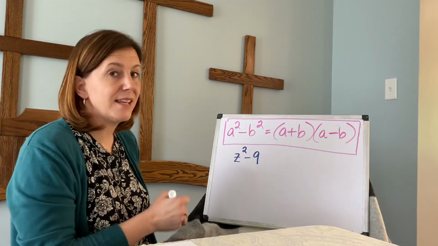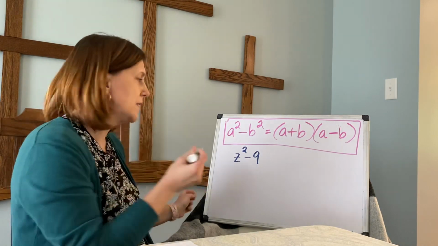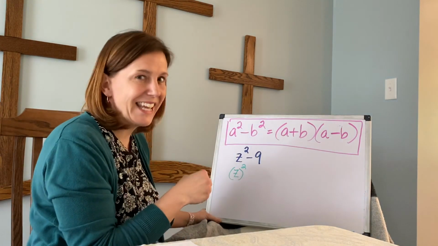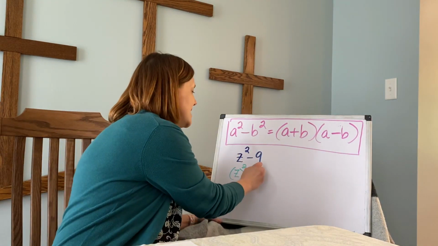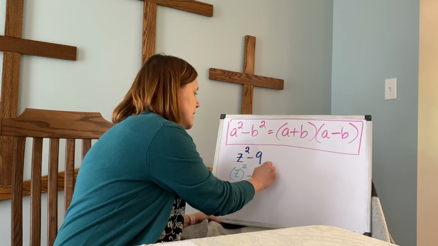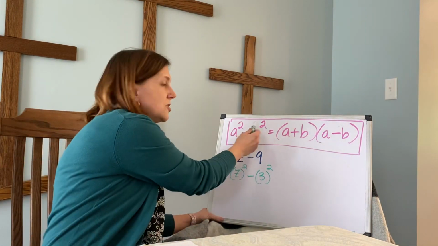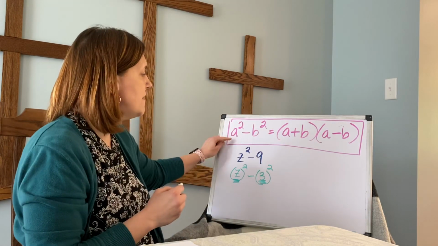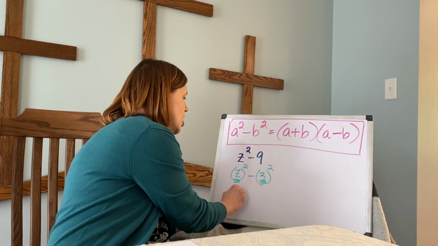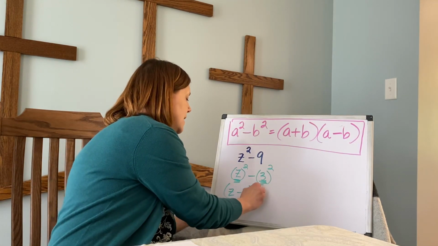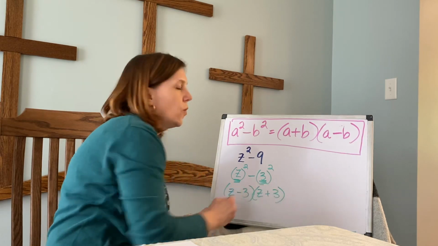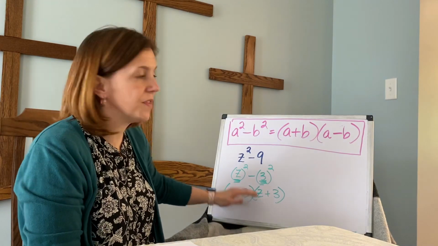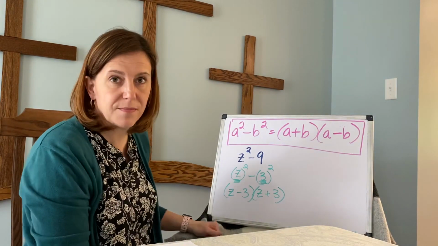The next thing I need to see is, oh wait, they're they both perfect squares? Because remember, z squared is z being squared. And then 9 is 3 being squared. So in this formula, this is my first, or my A, and this is my B. So how I factor them, I'm going to make up two conjugates. One is going to be addition, and one is going to be subtraction. And there's my final factored answer for this difference of squares.